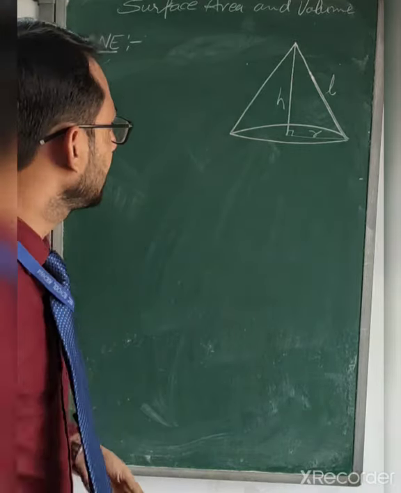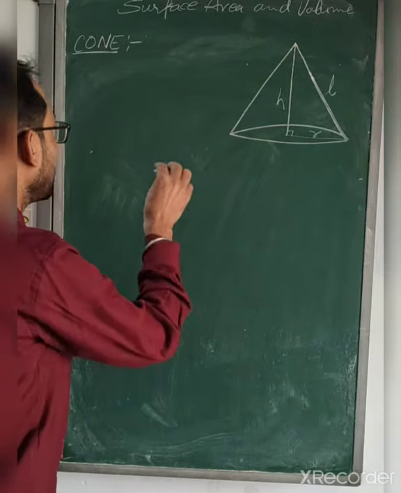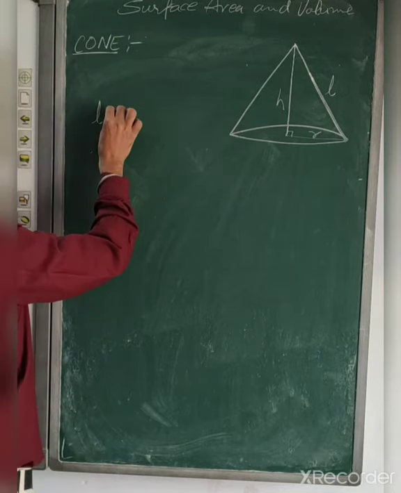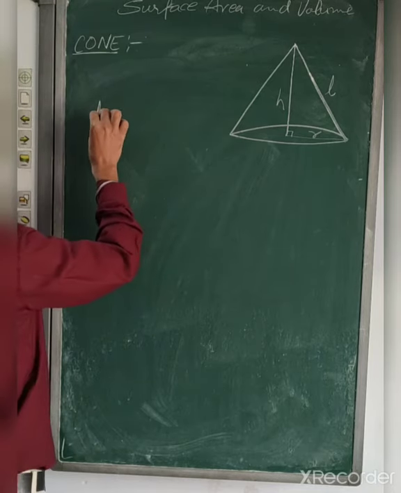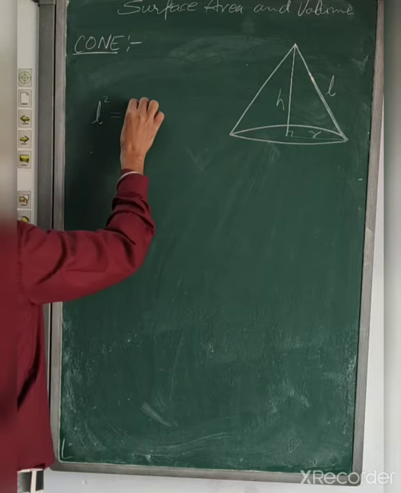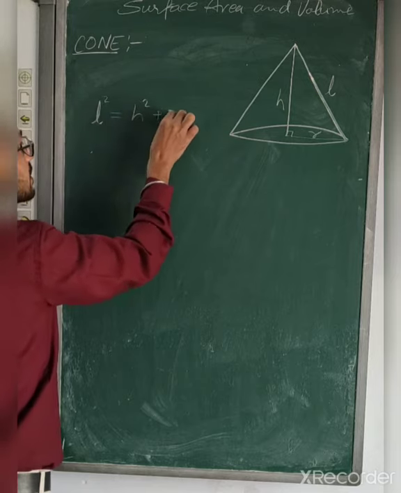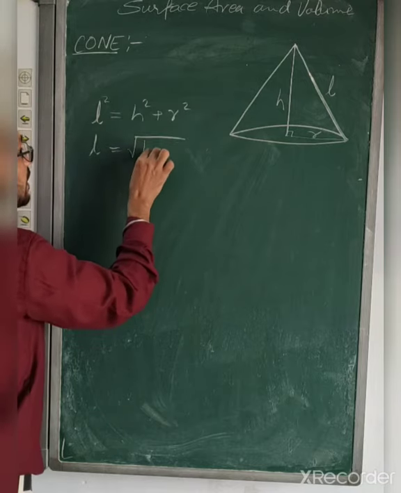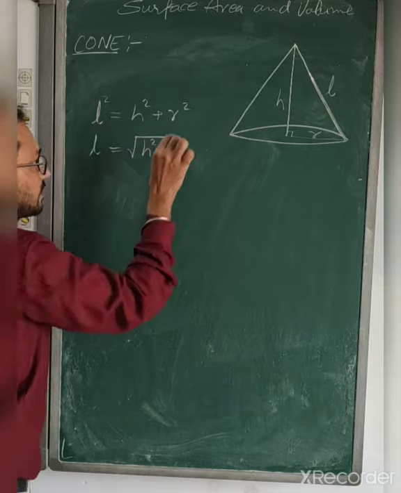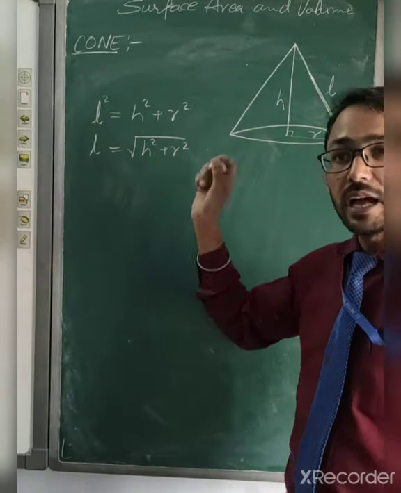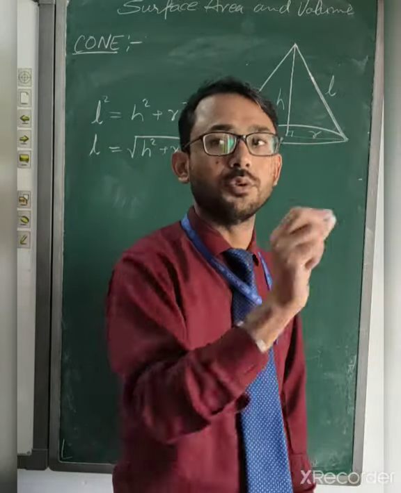For these three things we have a relationship for calculating l. The relation between l, r and h is l square equals h square plus r square. Okay, I am applying the Pythagoras theorem. So l can be written as the square root of h square plus r square. This is the slant height of the cone.